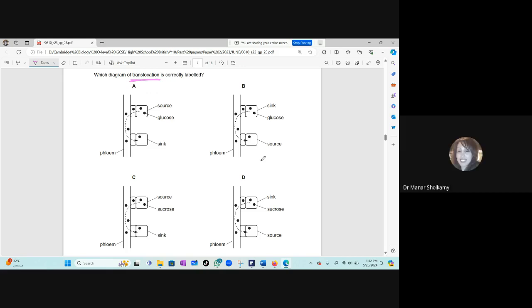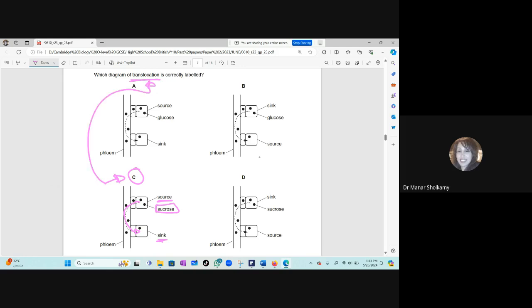Okay, and back? Yes, it is C. Now, do you all understand why it is C? Let's look at C. Here you have an arrow, this arrow. It's moving from the source to the sink. And sucrose is the correct assimilate here. It's moving from the source to the sink. This diagram correctly shows what translocation is.